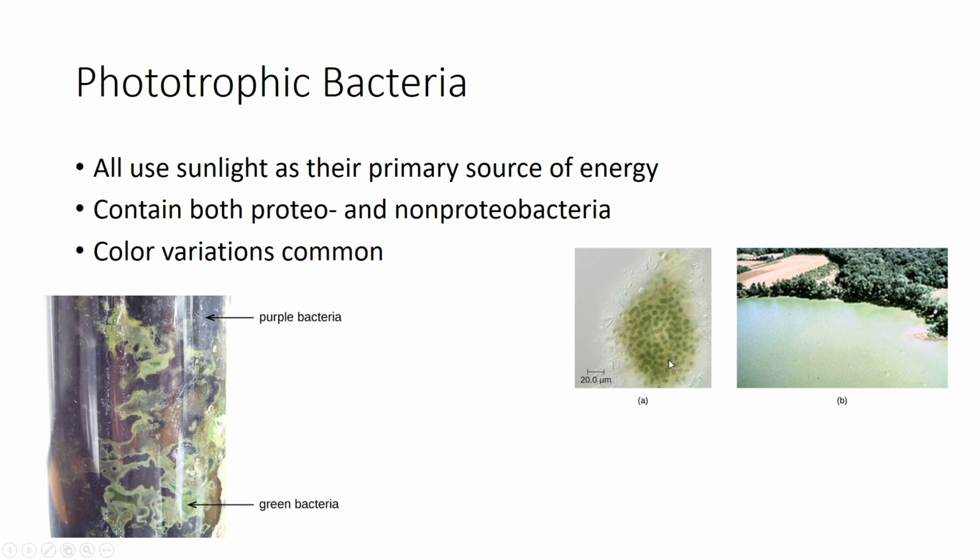Continuing in our gram-negatives, we see our phototrophic bacteria. These are bacteria that are capable of photosynthesis. Photosynthetic bacteria are important to us because they can produce oxygen and really provide food for themselves, just like the plants do for us.